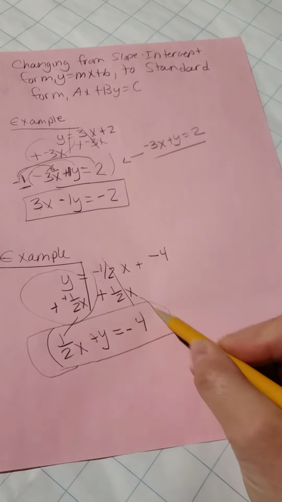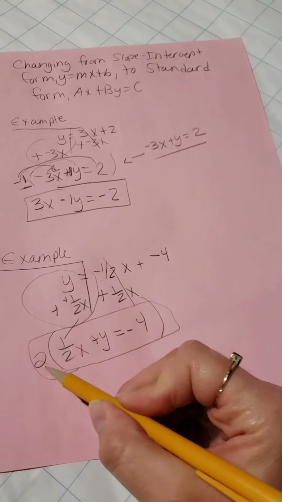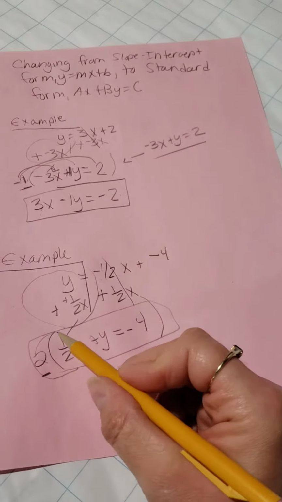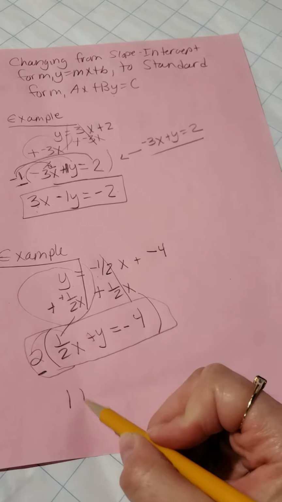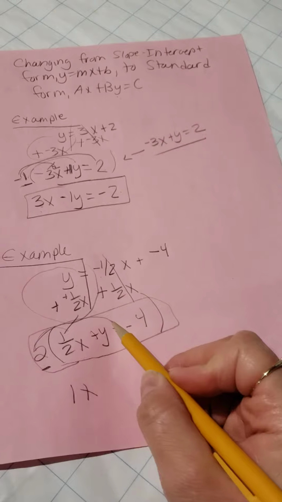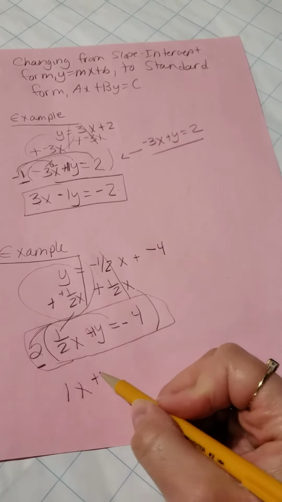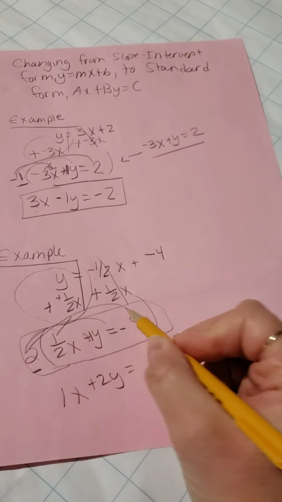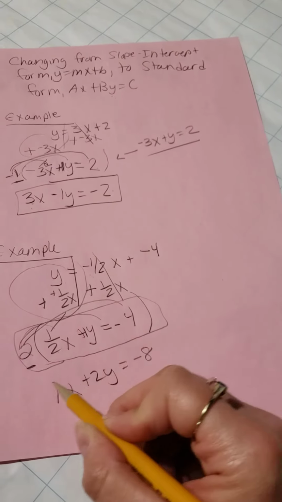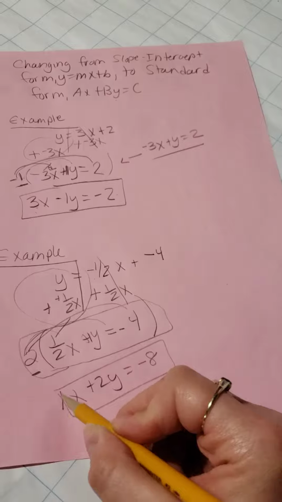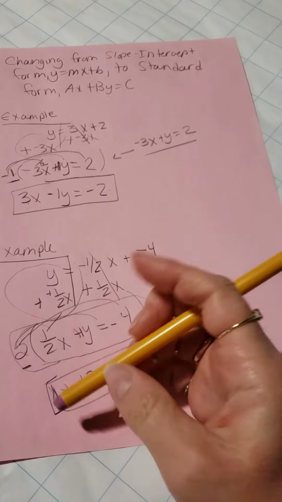So if I distribute and I multiply this whole equation by a 2, right? So 2 times 1/2 x is 1x. And then 2 times 1y, because remember there's a 1y. So 2 times 1y is 2y. And then 2 times negative 4 is negative 8. So technically, this is the answer that they would want.